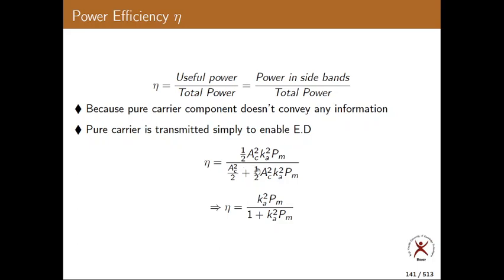Now if you take the simplification of this equation, what happens? What is common in the numerator and denominator? The common term is AC square by 2, correct? If you cancel AC square by 2, you are left with Ka square Pm by 1 plus Ka square Pm. Now this is the power efficiency of the AM signal.